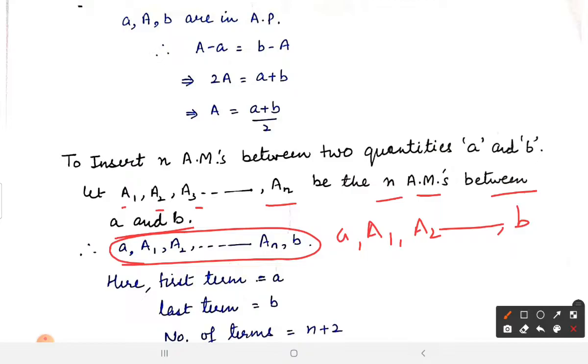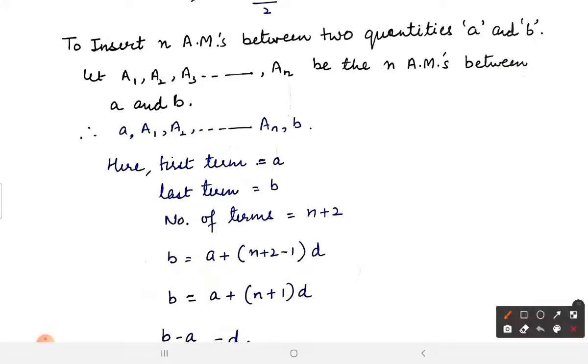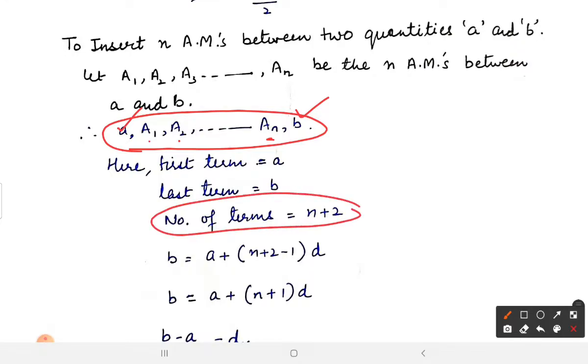So the first term is a and the last term is b. And how many terms are there in total? We have a1, a2 up to an as the n terms. a is the first term, and b is the (n plus 2)th term. So the total number of terms is n plus 2 here. So let us find the value of this common difference.